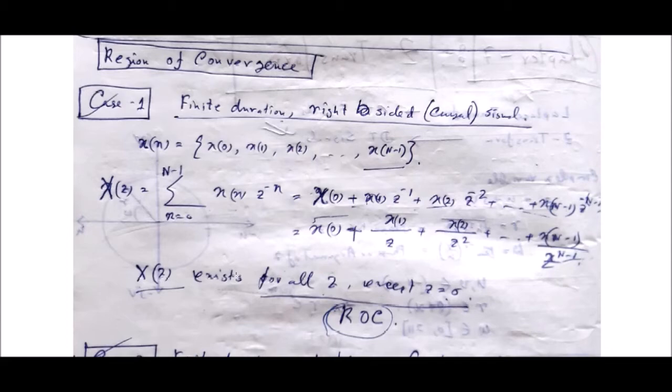Okay, so the region of convergence for this case will be all the complex plane except z equal to 0. It is the region of convergence. So the Z transform exists for all z except z equal to 0. Okay, so in one sentence you can say, for a finite duration right-sided causal signal, the region of convergence of the Z transformation is the entire z plane except z equal to 0.